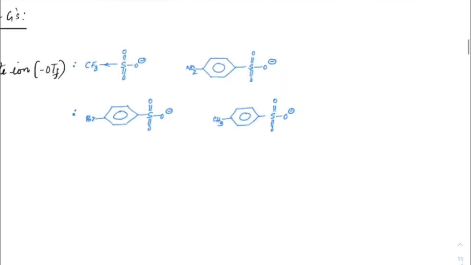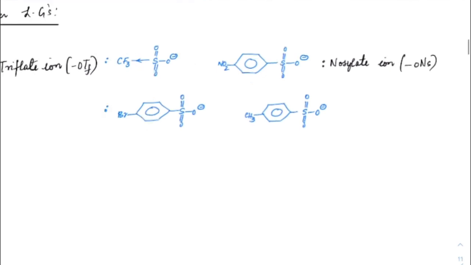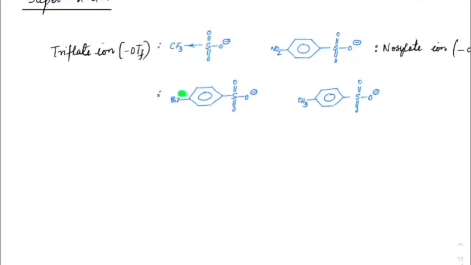Similarly, you can see here, this is para-nitrobenzene sulfonate, which is also read as nosylate ion, or in short we will write this as ONS. Now this group, you can see, is para-bromobenzene sulfonate, and this we will write as brosylate ion, which is OBS.